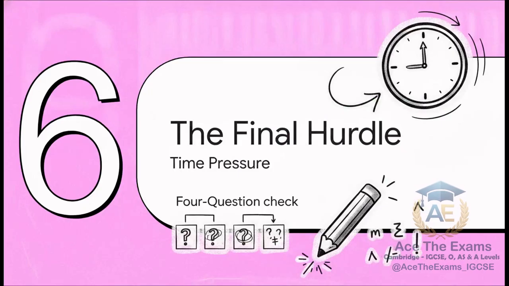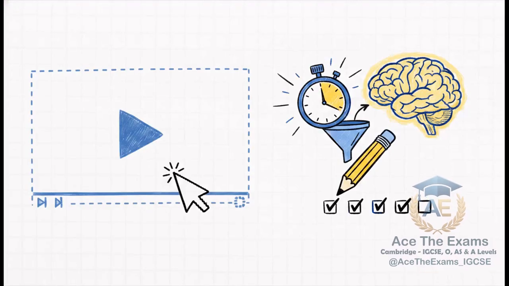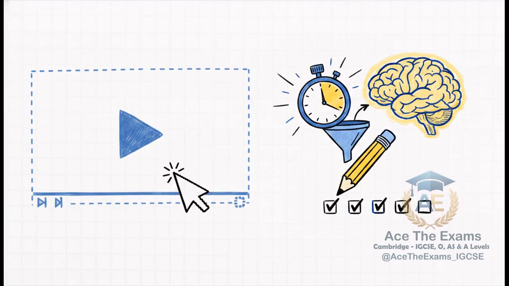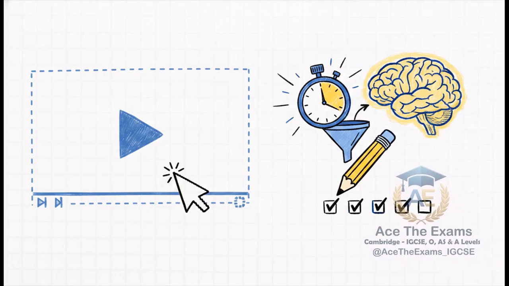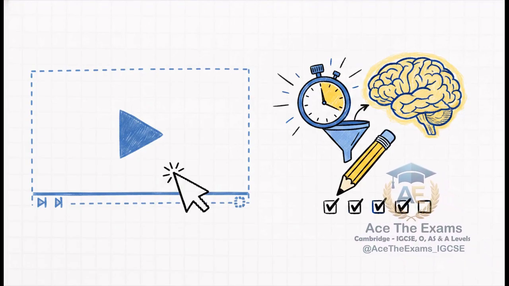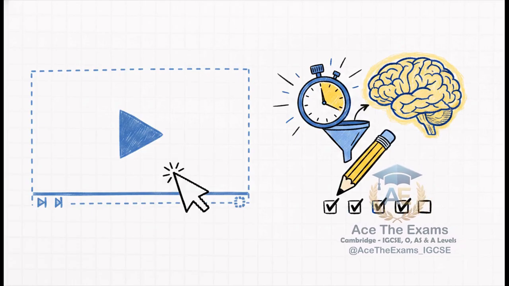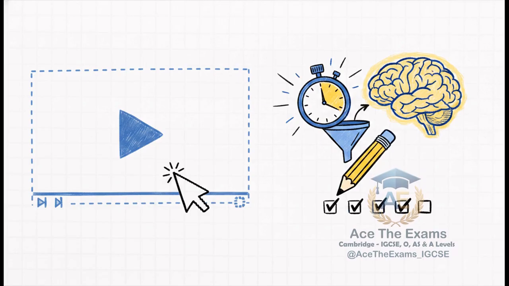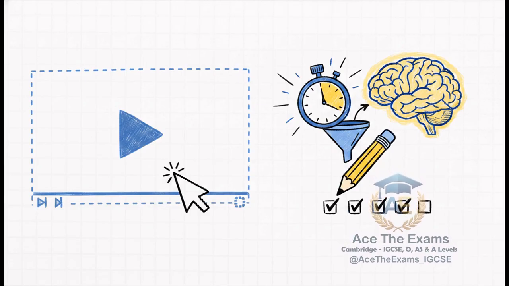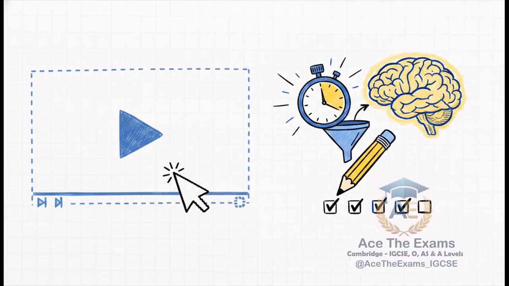Part 6, the final hurdle, time pressure. We've moved past those simple definitions. We've learned to perfectly separate description from explanation. We've avoided the context trap and built answers using the 4-question check. But listen, having the perfect framework means absolutely nothing if you run out of time to actually write it down. You need to translate this deep understanding into rapid, high-scoring bullet points under immense time pressure.